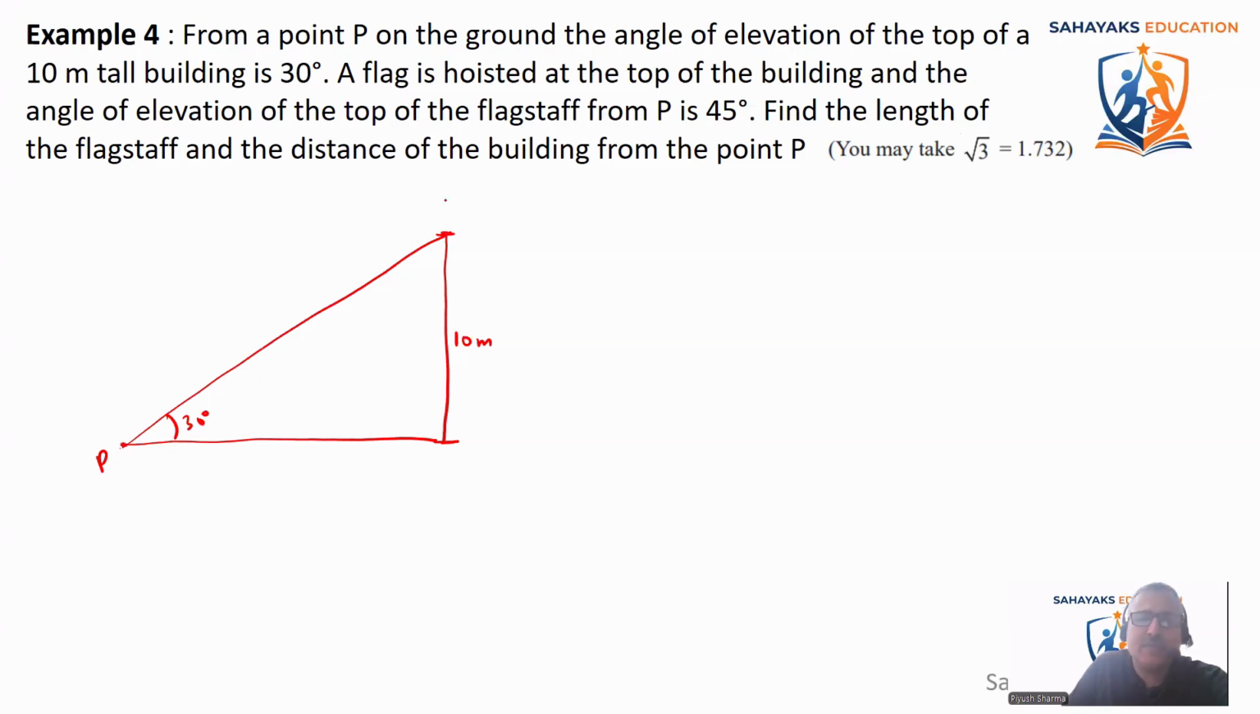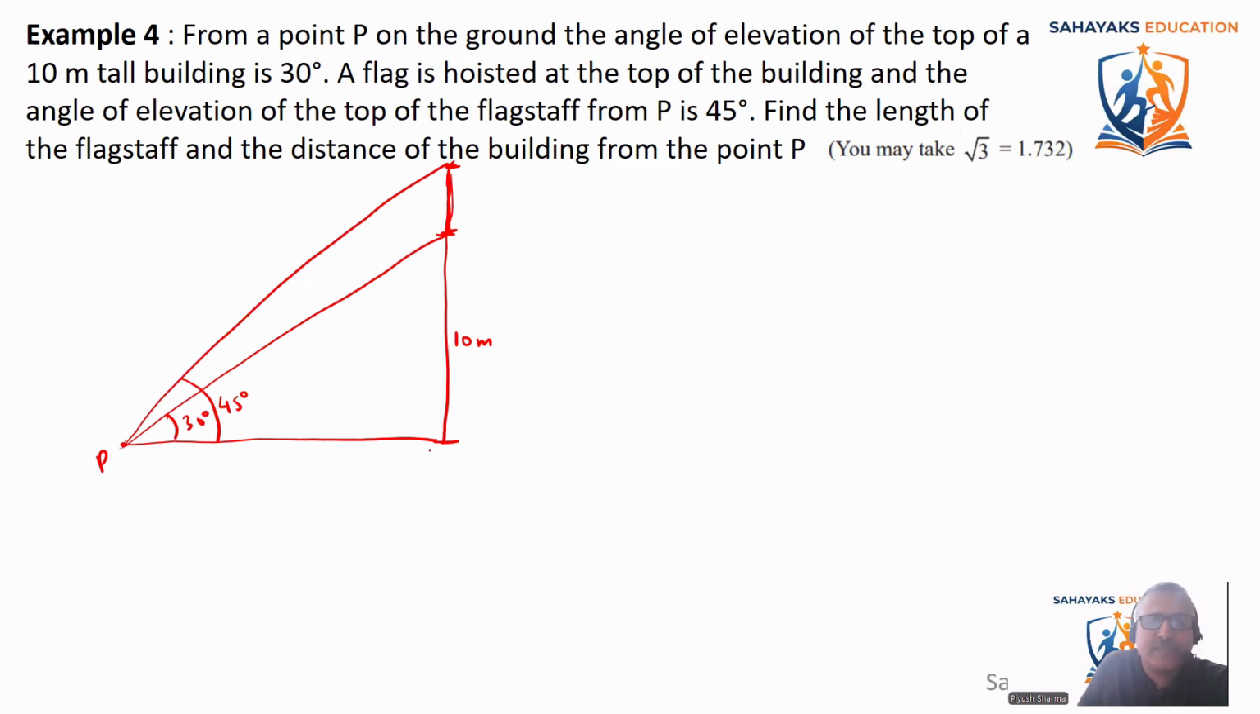Now, a flag is hoisted on the top of the building, and the angle of elevation of the top of the flag staff from point P is 45 degrees. So they put a flag on top of it. This is your flag, a flag is fixed on top. The angle is 45 degrees. Find the length of the flag staff and the distance of the building from point P.